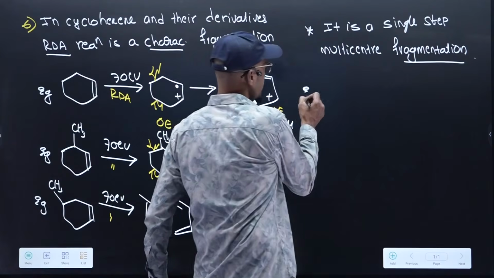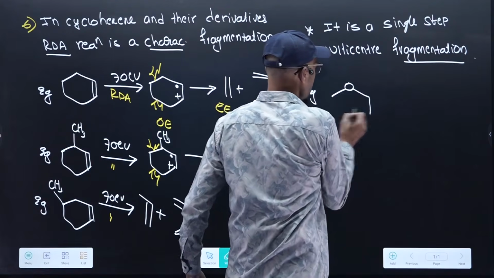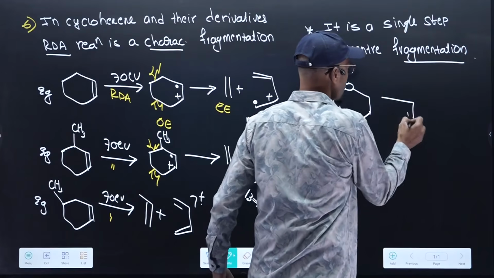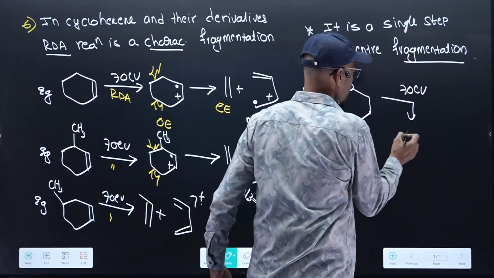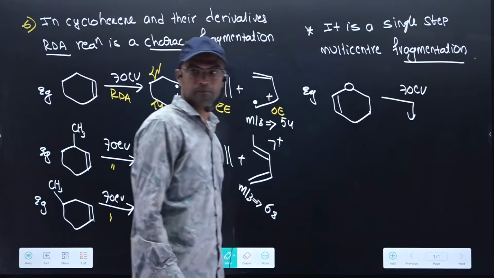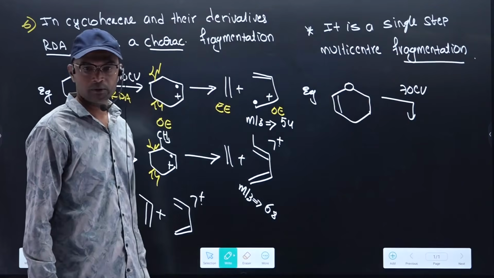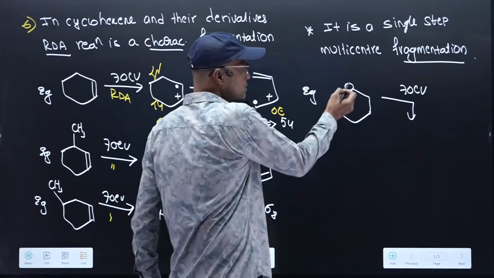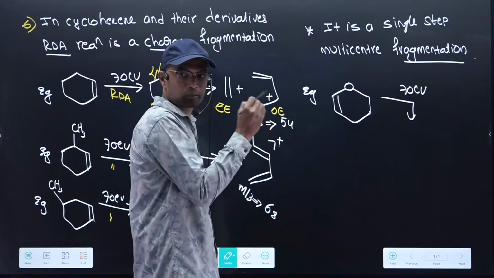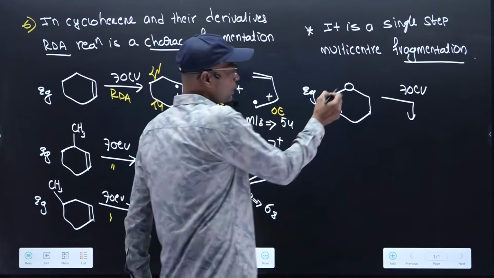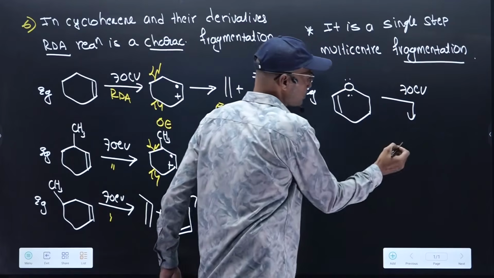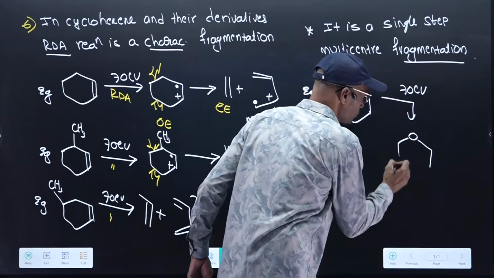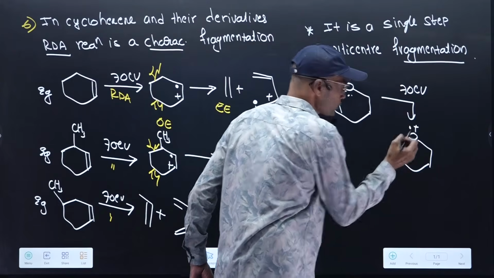So will you give this example? See, if this molecule is involved in retro-Diels-Alder, so where will you generate the molecular ion? Non-bonding or pi? Non-bonding. This is pi, this is non-bonding or not? Non-bonding is preferred over pi. So I can remove one of the electrons from this oxygen. If oxygen loses one electron, you will get radical cation like this, right?